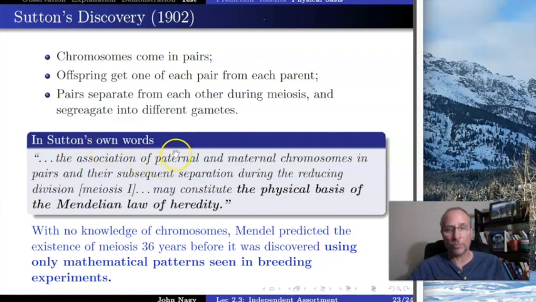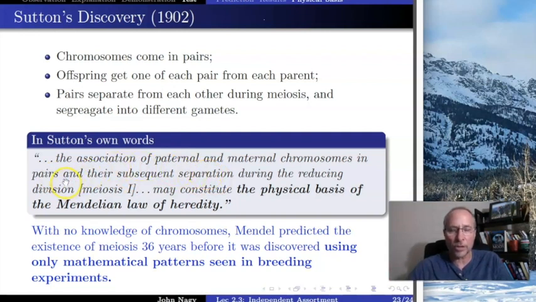The association of dad's and mom's chromosomes in pairs. Remember, Mendel said the particles are coming in pairs. And those particles, you get one from each parent, which means that when you are a parent, you have to take one of each chromosome or one of each particle and give it to each gamete and have those go off independently of each other. And there's subsequent separation. That's exactly what I just described.